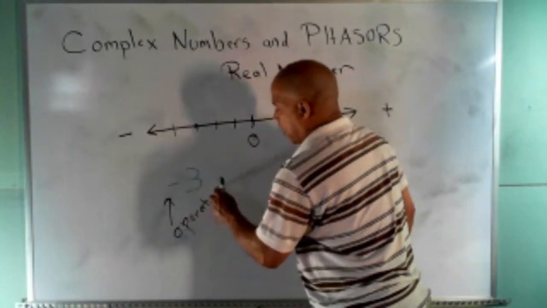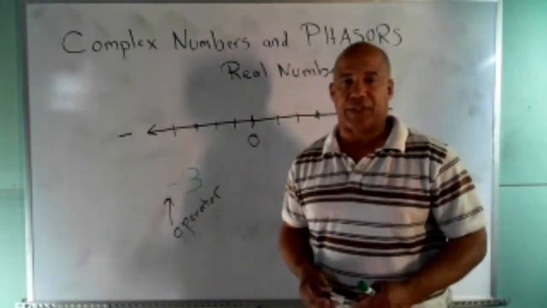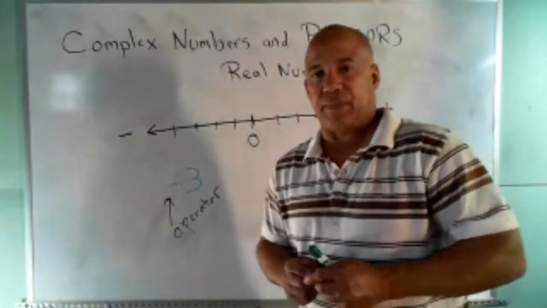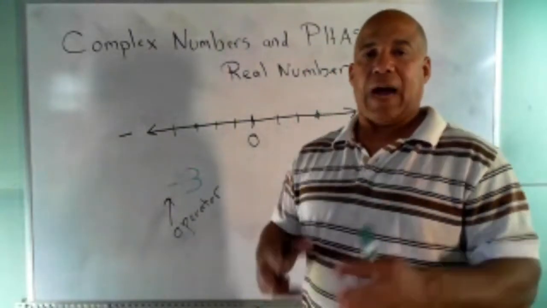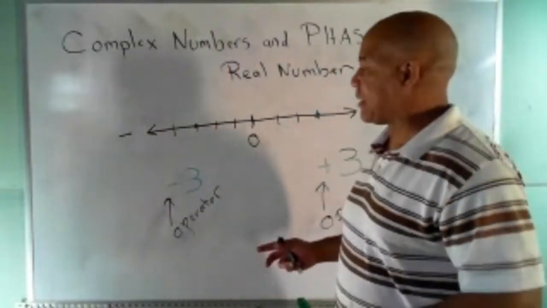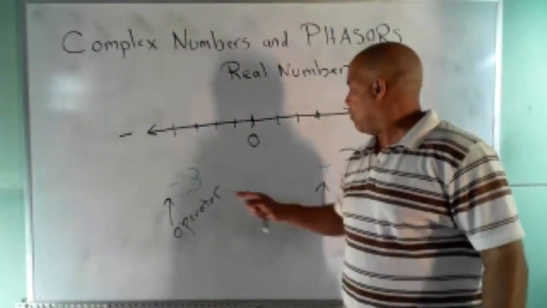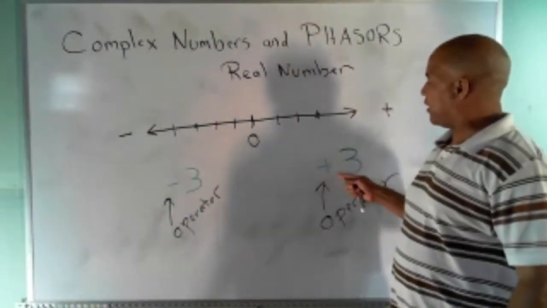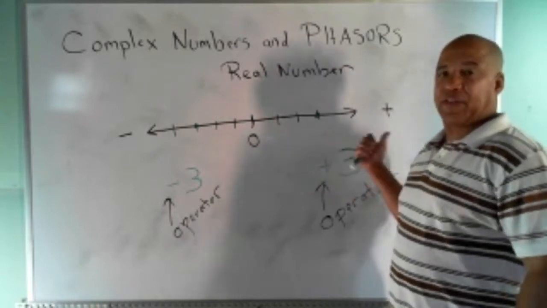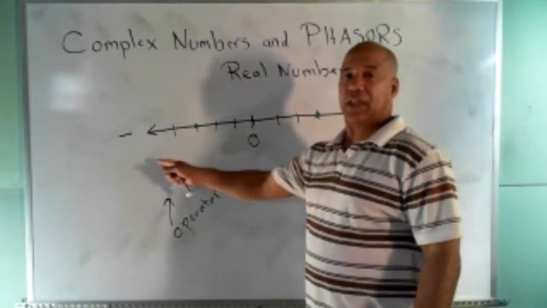You're familiar with operators: addition, subtraction, multiplication. Those are operators. Sometimes operators operate on two numbers, and sometimes operators only operate on one number. So what this does is it tells you that to get to that three, I have to go to the right, and this one I have to go to the left.